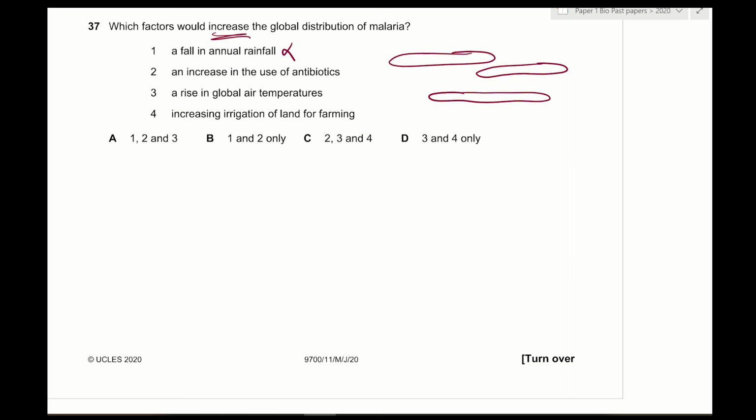2, an increase in the use of antibiotics. An increase in the use of antibiotics actually decreases the global distribution. So this is incorrect. 3, a rise in global air temperature. Okay, a rise in temperature, usually female Anopheles mosquitoes favor an increase in temperature. So a rise in temperature would mean that it would increase. So this is correct. 4, increasing irrigation of land for farming. So increasing irrigation means that there are going to be more water ponds available. Therefore, female Anopheles are able to spread and increase. Therefore, the correct answer is going to be D.